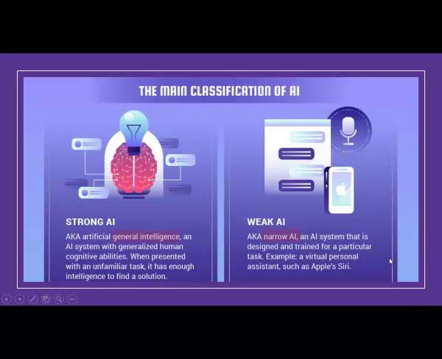Now, coming to the main classifications of AI, we've got two classes. We've got strong AI and we've got weak AI. Strong AI, we can also call it general intelligence. And just from the name, it's an artificial intelligence system with generalized human cognitive abilities. That is, it is able to work on a task which is unfamiliar to it, pretty much like a human. It has enough intelligence to find the solution.